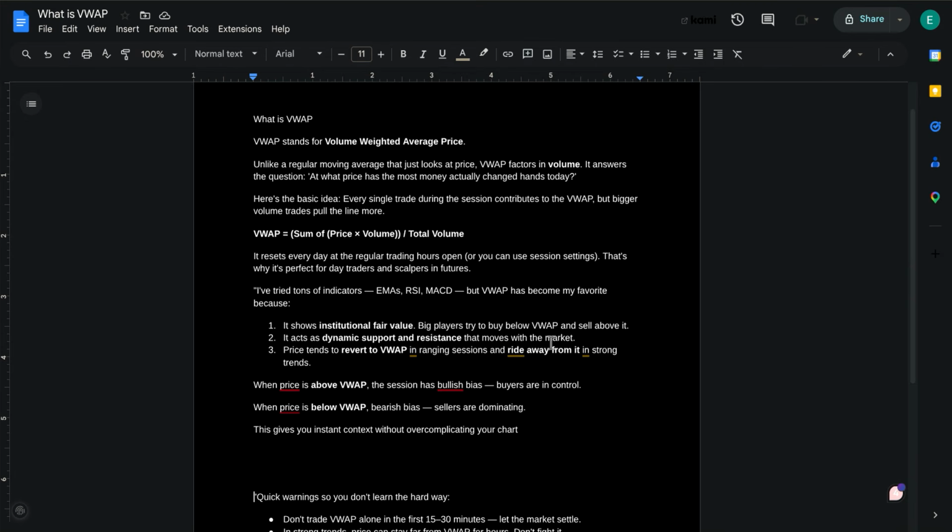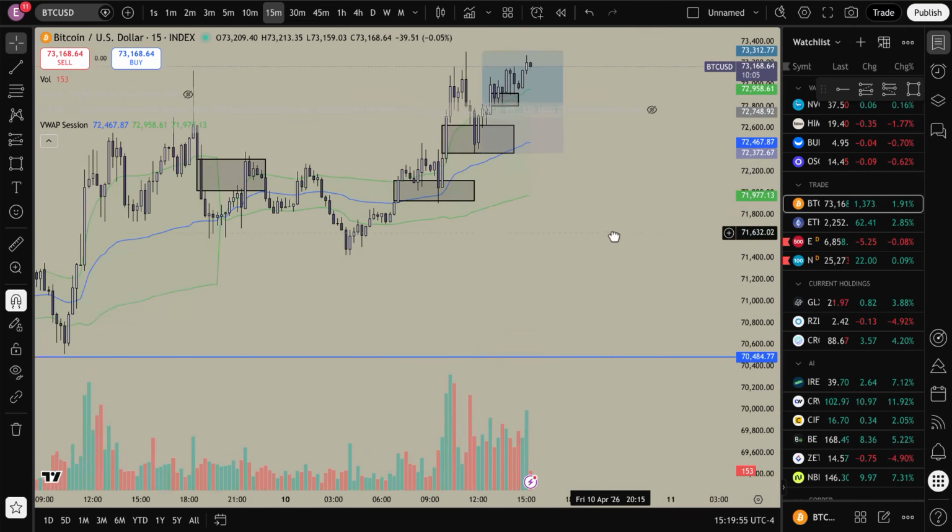When price is above VWAP, the session has bullish bias, buyers are in control. When price is below VWAP, bearish bias, sellers are dominating, and this gives you instant context without overcomplicating your chart. So let's take a look at VWAP on the chart.